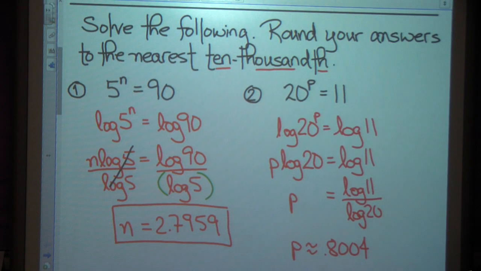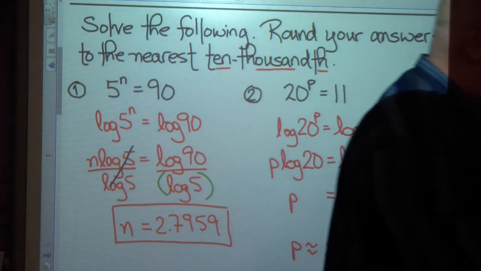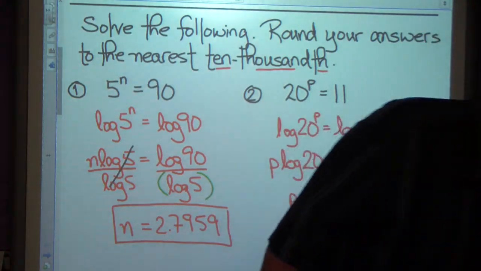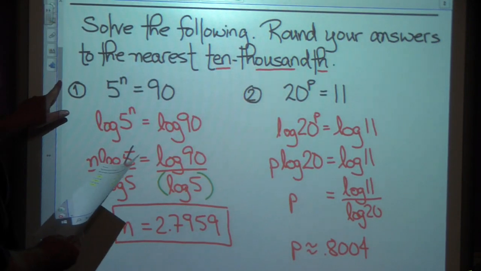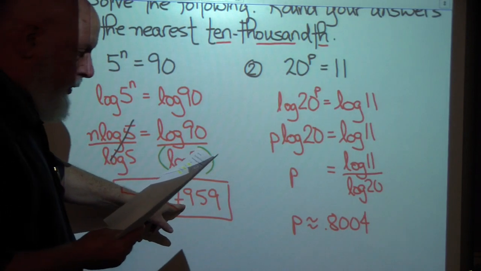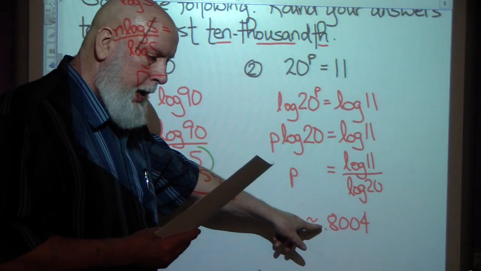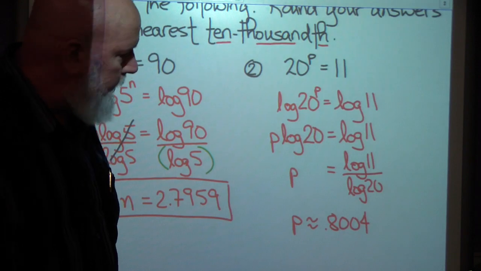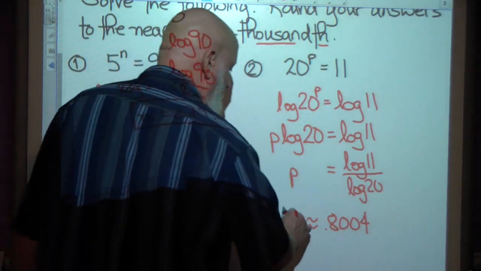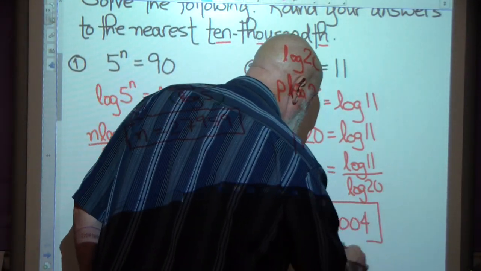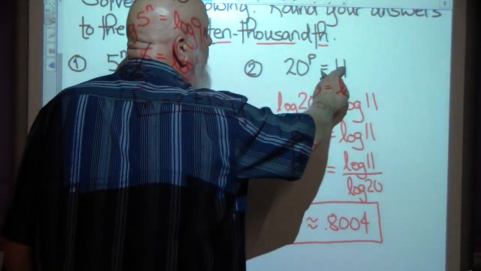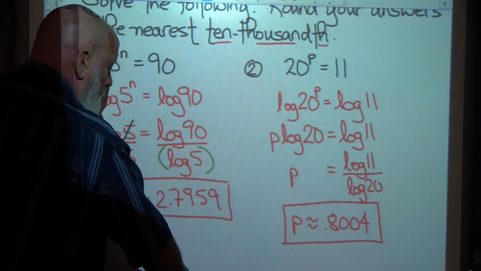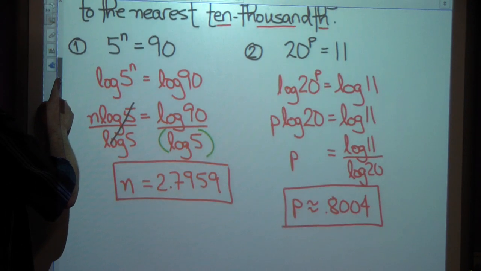Let's see where my answers are. I didn't check my other one either. I want to check these puppies. Here they are. 2.795, yay! 0.8004, yay! So that's correct. There we go. So if you take your calculator and you raise 20 to this power, 0.8004, it should be very, very close to 11. Pretty neat.